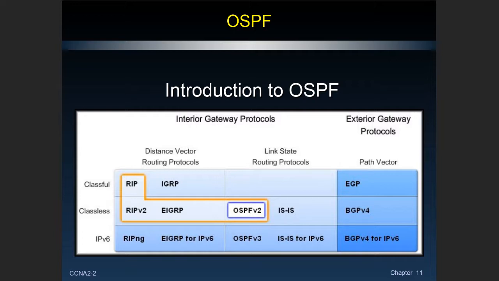We used to use EIGRP as our interior routing protocol. Now we use OSPF. We switched, I don't know, about 10 years ago. EIGRP is proprietary to Cisco. It only runs on Cisco stuff. RIP is open standard. OSPF is open standard. Everybody that makes routers supports RIP and OSPF.